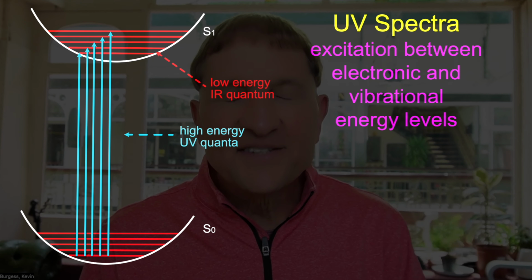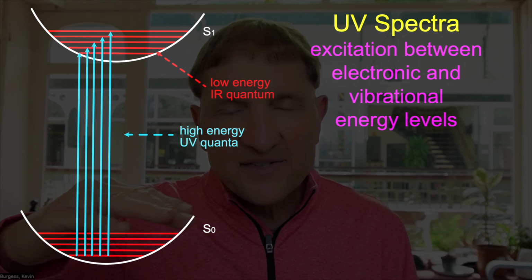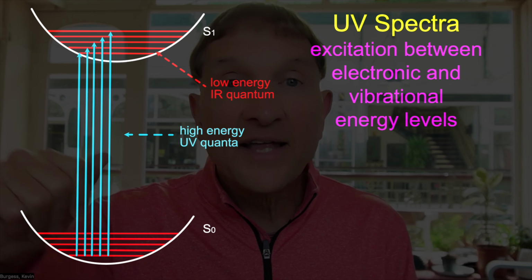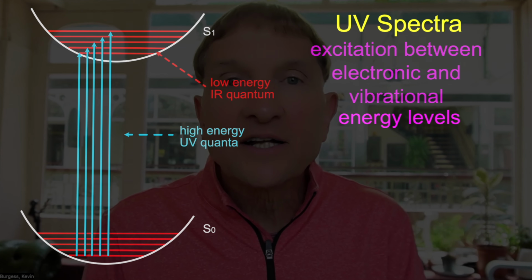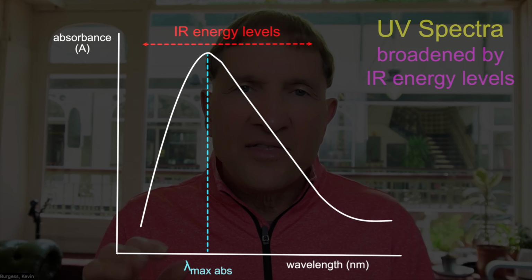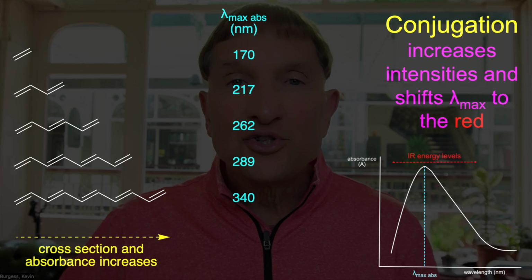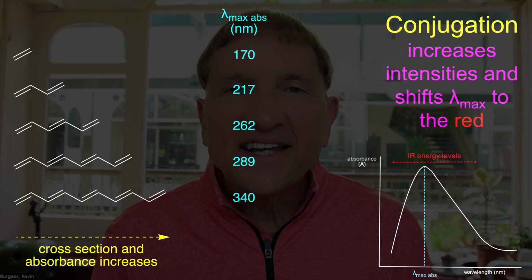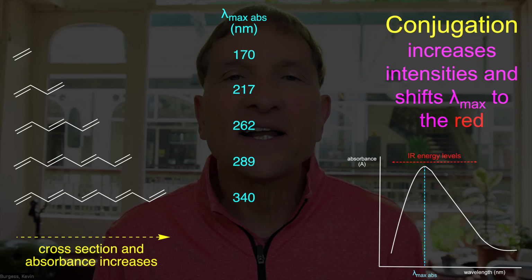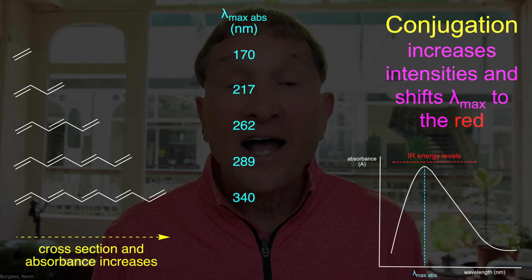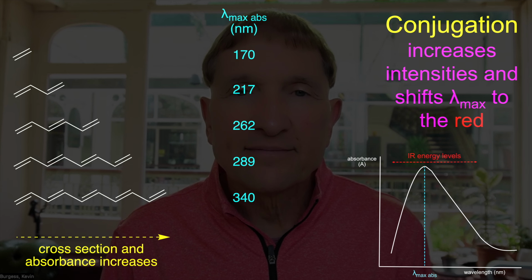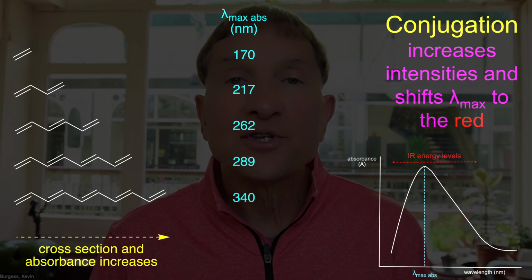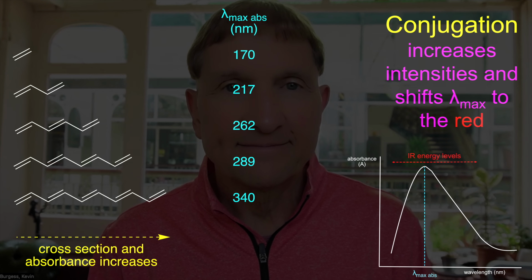Once in the excited state, the electron rapidly sinks to the lowest vibrational level in S1, and then the energy is somehow dissipated after that. This series of lambda max values shows a steady red shift with more conjugation. Extending conjugation increases the length of the pi system, and that is called the cross-section. Degrees of absorbance are proportional to the compound's cross-section.